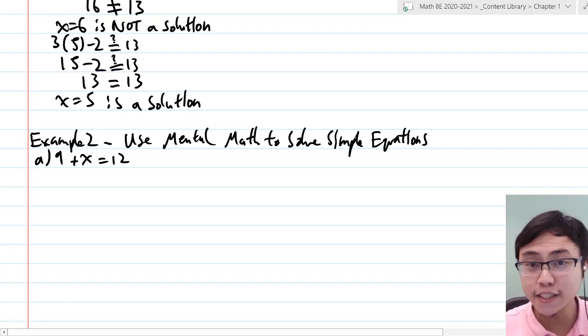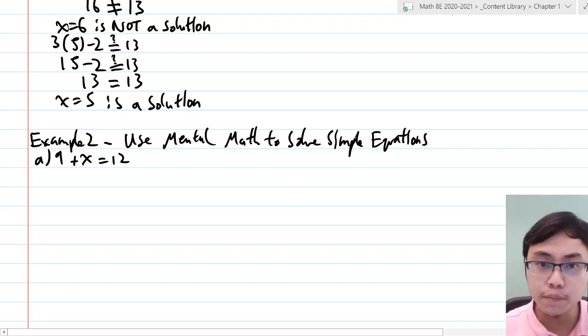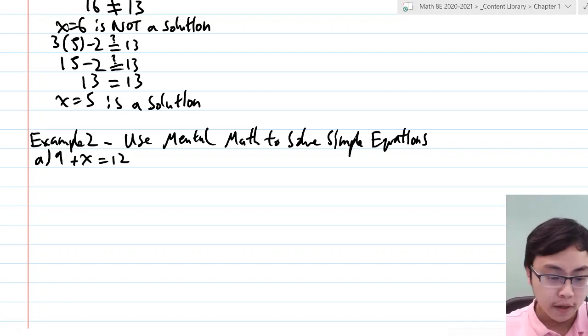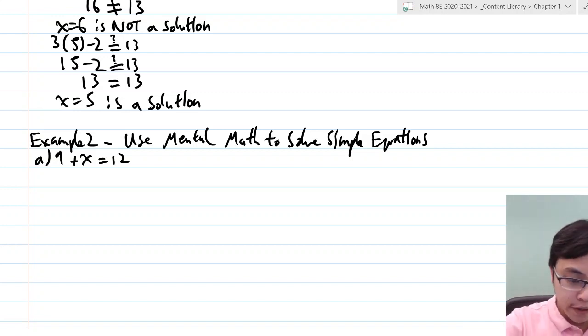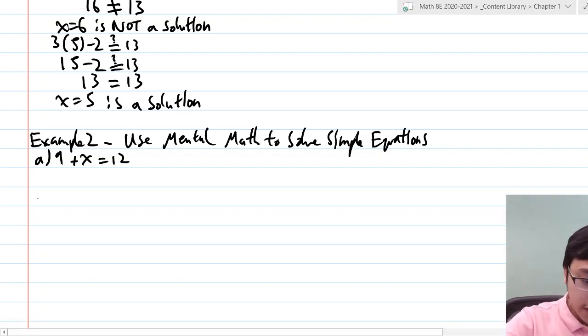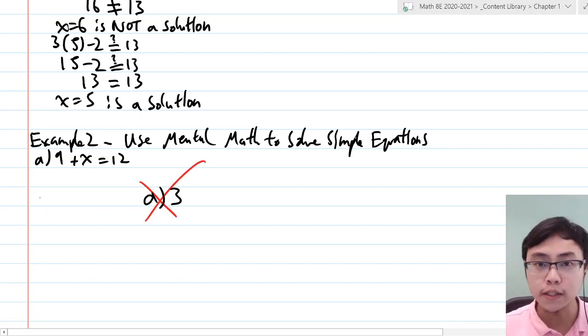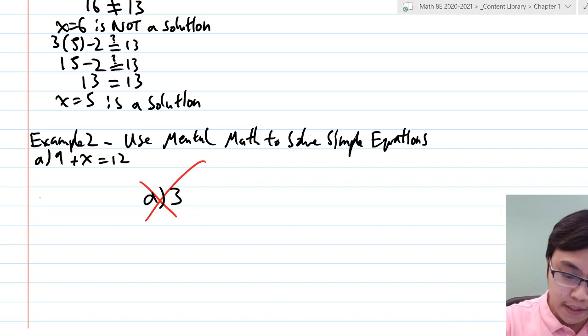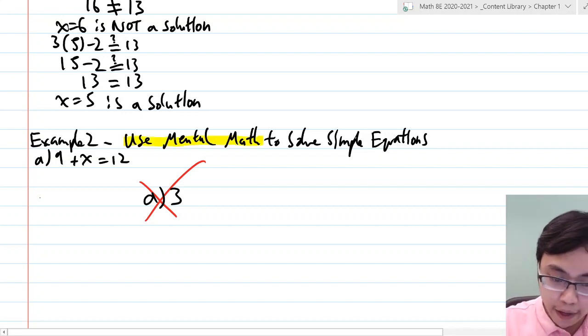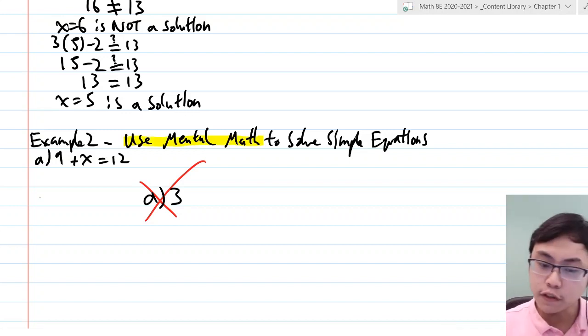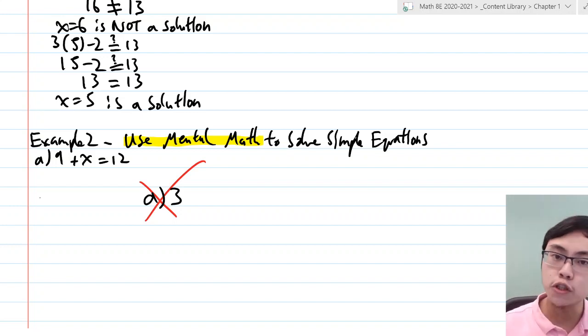If you see this in your textbook, in the question, I do not want you to write down the answer. So let's say that you were doing your homework over here, you did A, and then I don't want to see 3. That's not what I want you to see. This is not called showing your work. Now, I know it does say use mental math, but even if we use mental math, we need to show the question and we show the answer.